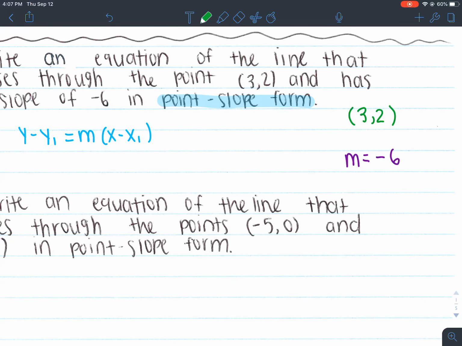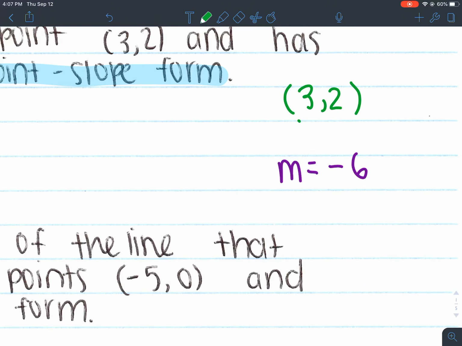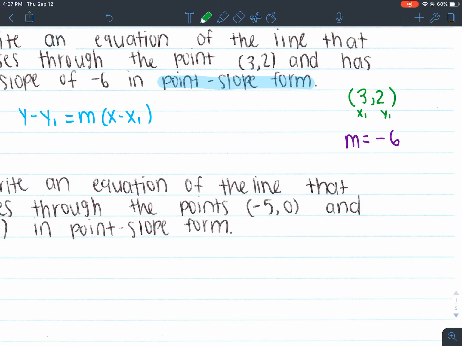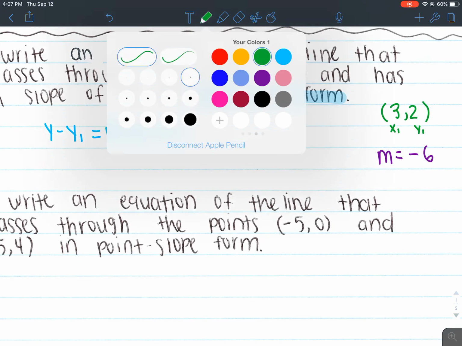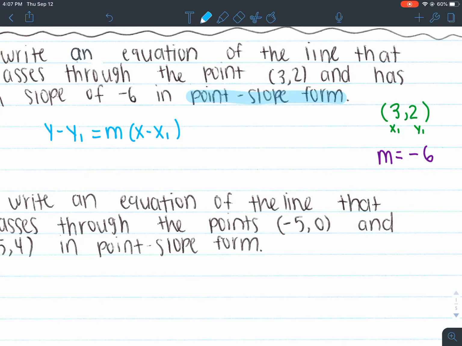Now, I'm going to plug this into my formula. However, I'm going to label my point first. So my 3 is going to be x1, and my 2 is y1. So this should be familiar from the day before when you were labeling your points for using the slope formula. All right, so let's go ahead and plug this in. So remember, your y and your x are always going to stay the same. So I have y, and then I have minus y1, which is 2. Okay, we're using this point over here. Equals m, which is -6, our slope.